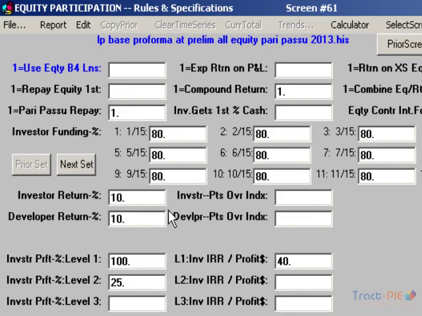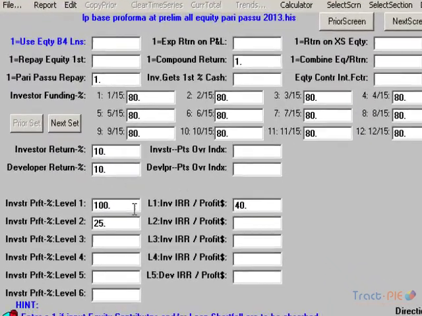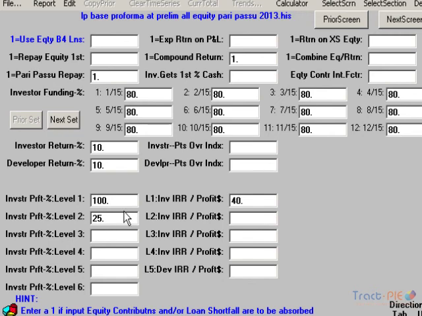After the preferred return and the equity are paid back, the investor will receive all or 100% of the profits until they have received an internal rate of return of 40%. Once the waterfall percentage is achieved, they'll receive 25% of the profits. Notice that you can have up to 6 different waterfalls.